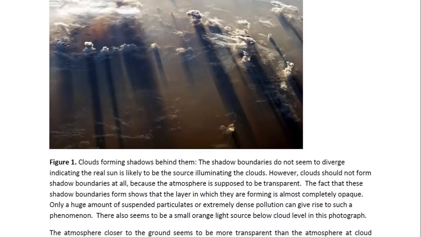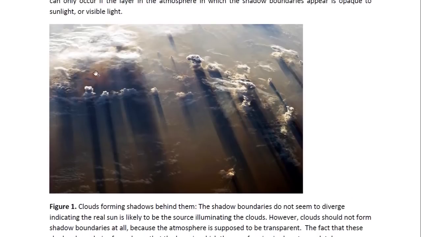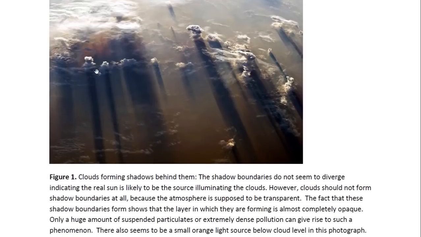There also seems to be a small orange light source within the atmosphere. And notice as well that these clouds that seem to be at a different altitude above the altitude of these clouds is not forming shadows. And this may indicate that the atmosphere at that altitude is transparent, but lower down it is not. So it seems to be some bright orange light here, and I don't think it can come from the sun. That's probably indicative of a light source being inside the atmosphere.